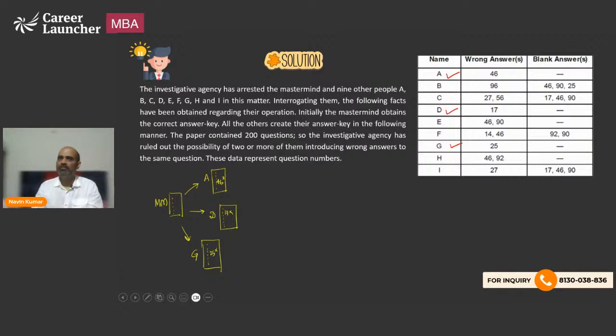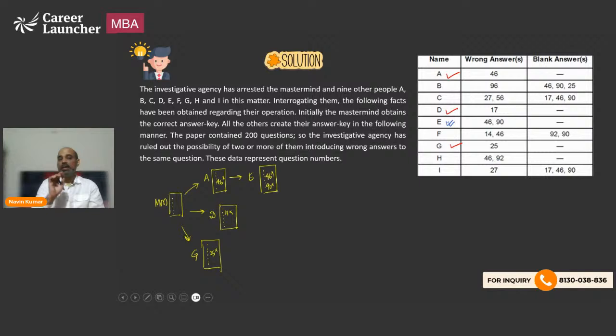So let's see, do we have somebody at that second level? 46 again we see at E. So at E, this is the second level. So this person must have definitely copied from A. If you look at D at 17, there is nobody else at 17, I'm talking about wrong answers. Anyone at 25, again, there is nobody at 25. So E must have definitely copied from A, copying everything as such. So 46 is a mistake, and then he introduces question number 90 as wrong also.